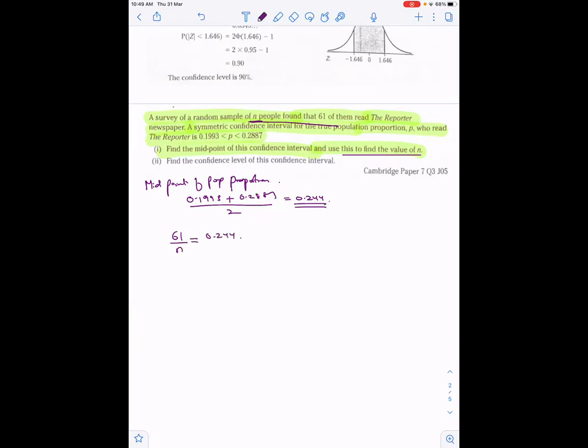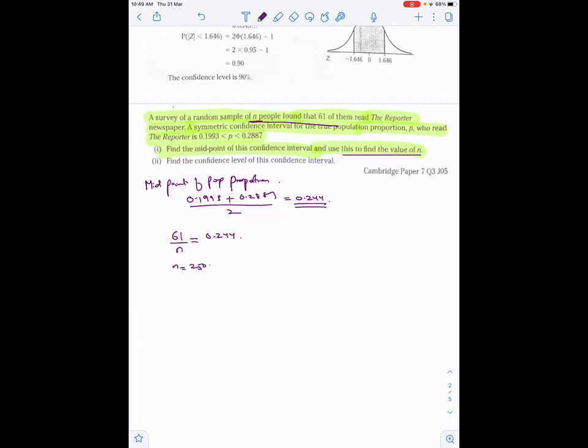Are you getting it? Yeah. How did I equate? Why did I equate 61 upon n to 0.244? Have you understood this point? Yes, I got it. Okay, so it's going to be n equals 250 in this question.